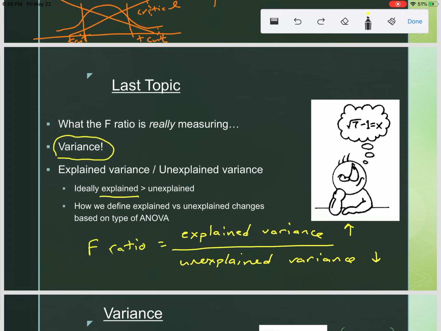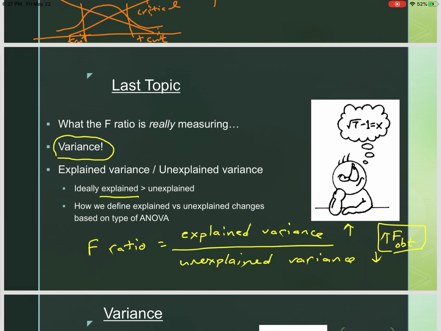And if you notice, mathematically, if our explained variance as a numerator is higher and our unexplained variance on the denominator is lower, then we're going to have a higher number. And the higher the F number, or F obtained, the more likely it is to be greater than our F crit, which is usually around 3. And we're more likely to reject the null or find a significant difference if there is one. Not that finding a significant difference is always what you want, because a null finding is just as valuable as rejecting the null.